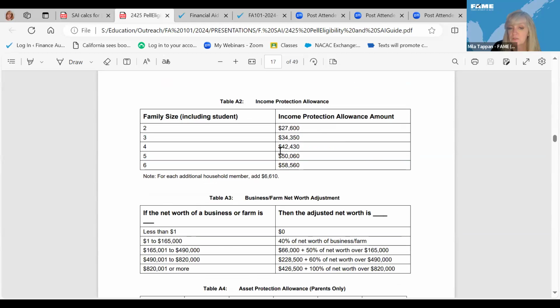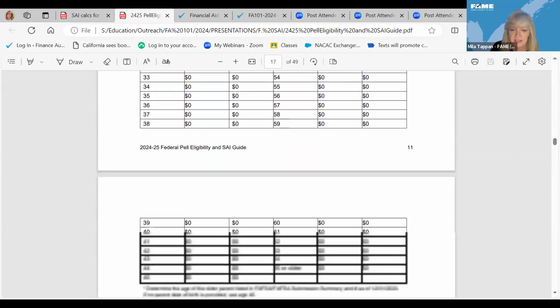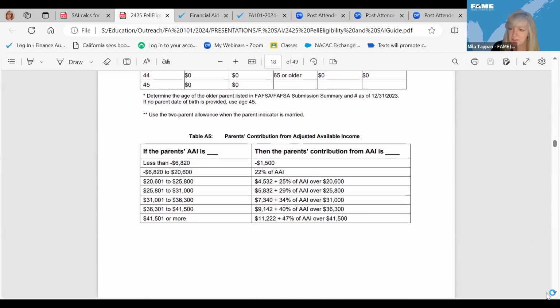Okay, so first of all, this is that income protection allowance. I just wanted you to see that. So a family of four, it's 42,000. Family of six, it's 58,000. Okay, so that's an important table just to keep in mind. But this is that funky calculation at the end, okay? So remember, our family with 80,000 has 20,000 of available income.